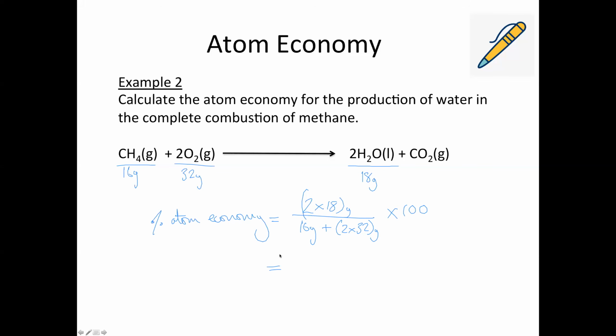So if we multiply out the top, well, you can just put it all in your calculator at once, really. So 2 times 18 divided by 16 plus 2 times 32. If you're putting it into your calculator all in one go, just make sure you're appropriately using brackets. Times by 100 ends up as 45% atom economy. So that means 45% of the atoms you're reacting together end up in the water.